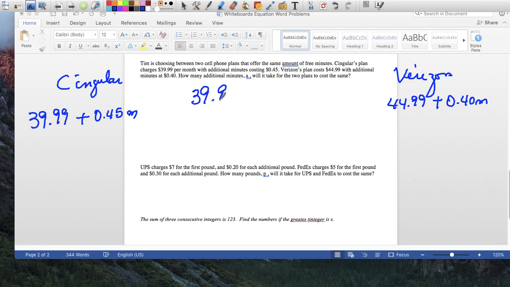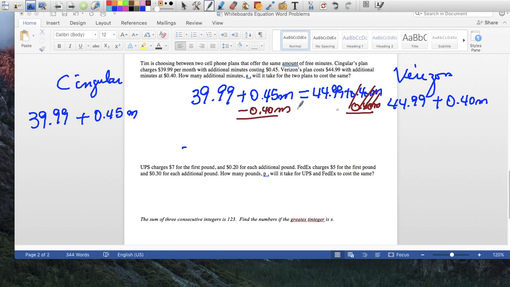So if I make these 2 equal to each other, if I make the Cingular plan equal the Verizon plan, this is what I have. And you'll see how this works in a second. First thing I would do, there's variables on both sides, so let's get rid of one. I'm going to get rid of the 0.40, so minus 0.40m on both sides. If I do that, these go bye-bye, and then I'm left with 39.99 plus, use your calculator, 0.05m equals 44.99.